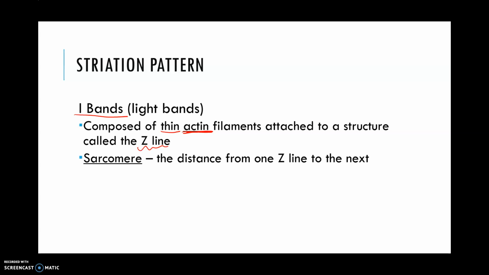So a sarcomere, which we're going to see that definition when we go over this in a deeper context, is a distance from one Z-line to the next. So if we have a Z-line over here, and we have a Z-line over here, this distance is what we call the sarcomere.